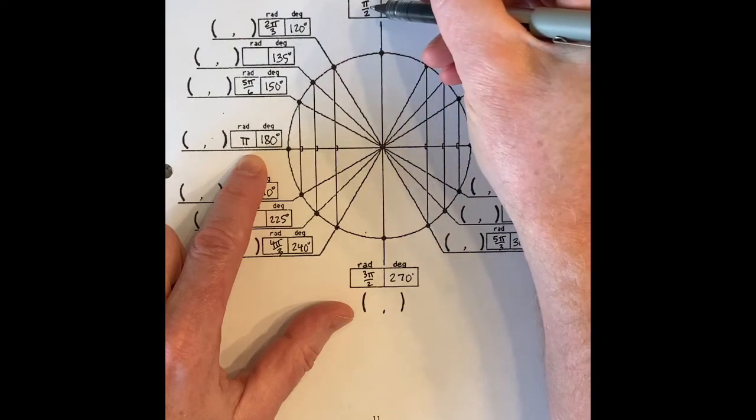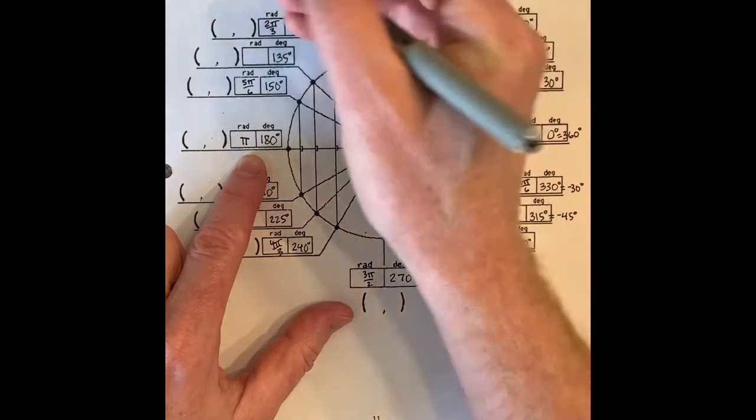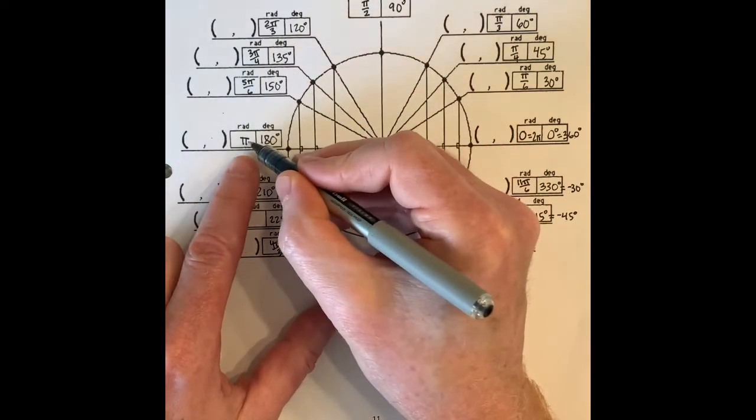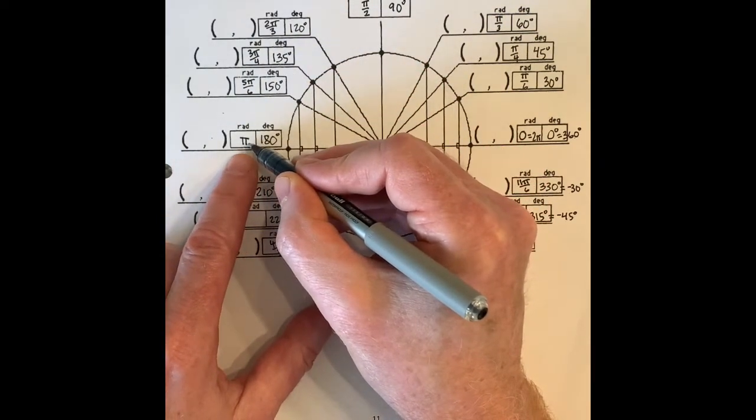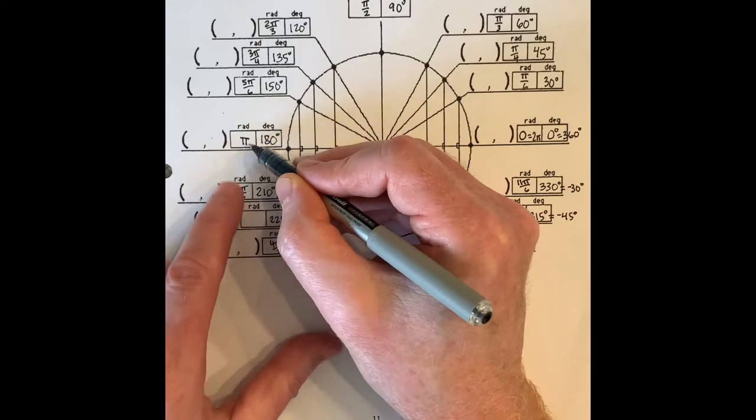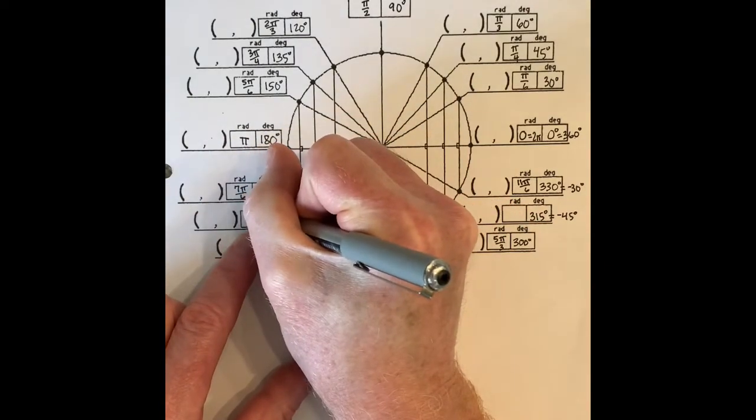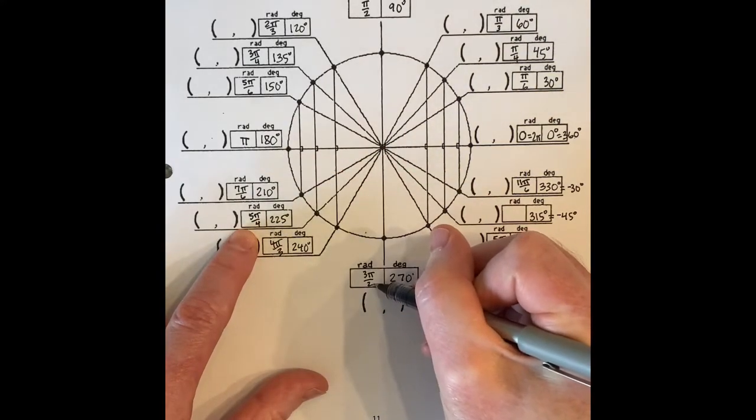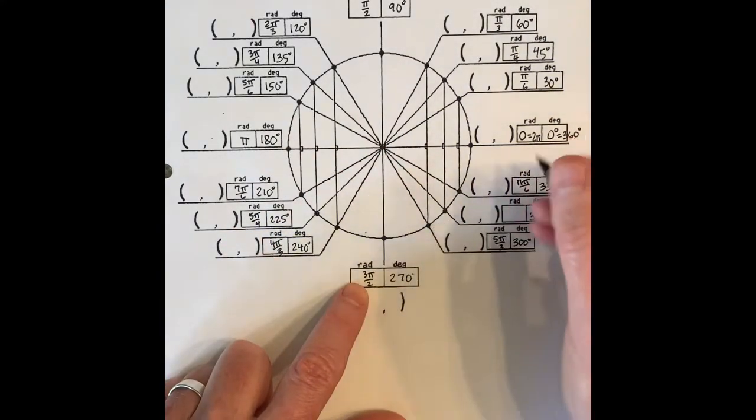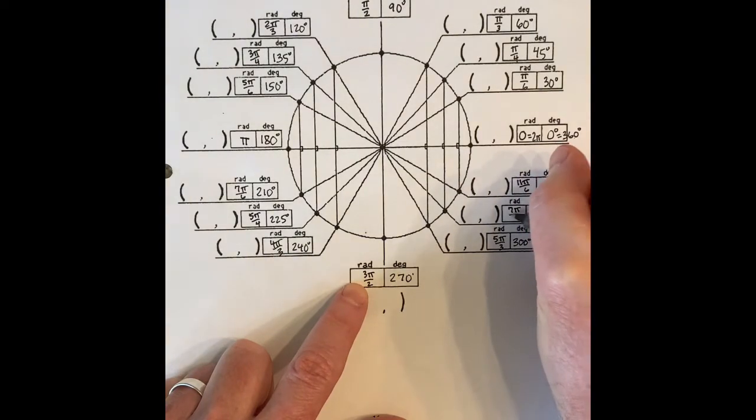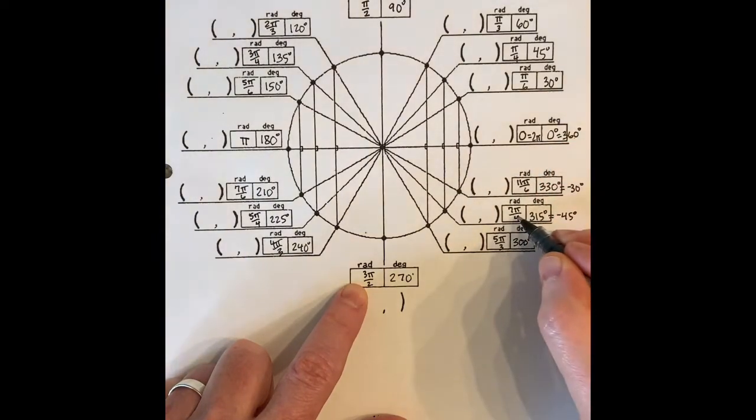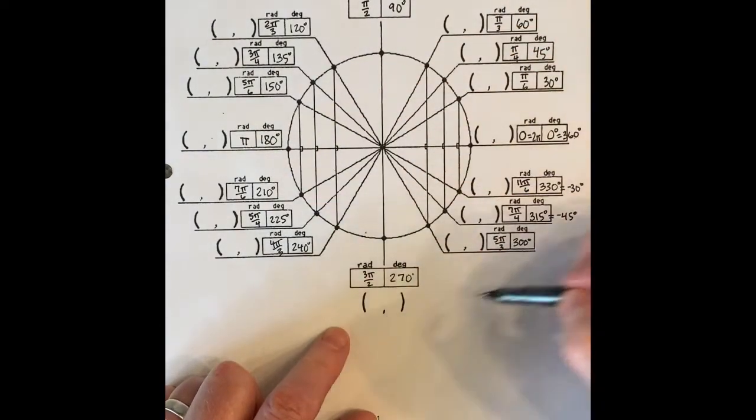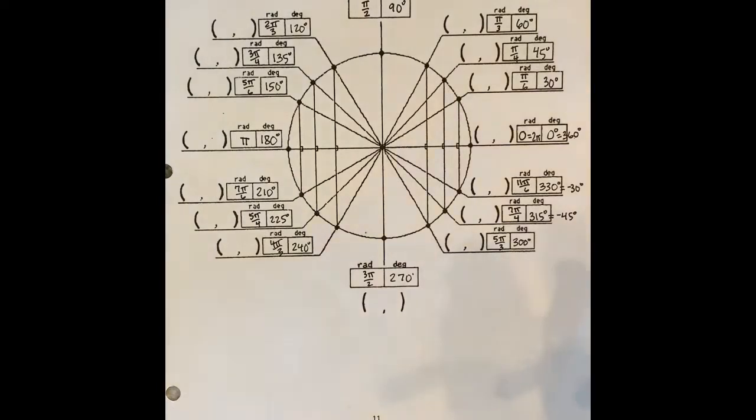If I add a pi over 4 to 2 pi over 4, I get 3 pi over 4, which jumps me right there. Add another pi over 4, 4 pi over 4, which is pi simplified. Add a pi over 4 to 4 pi over 4, and I get 5 pi over 4. Add another pi over 4, 6 pi over 4, that's simplified. Add another pi over 4, 7 pi over 4. And finally, if I add another pi over 4, I get 8 pi over 4, which is the 2 pi. And there are all my unit circle values for the degrees and the radians filled in.